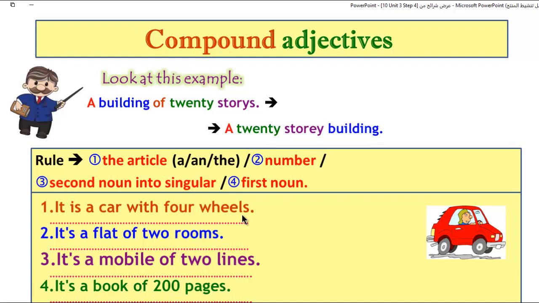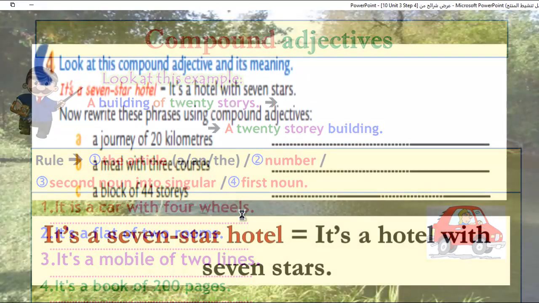Excellent. Number 2. It's a flat of 2 rooms. Excellent. It's a 2-room flat. Number 3. It's a mobile of 2 lines. Excellent. A 2-line mobile. Number 4, it's a book of 200 pages. A 200-page book. Excellent.